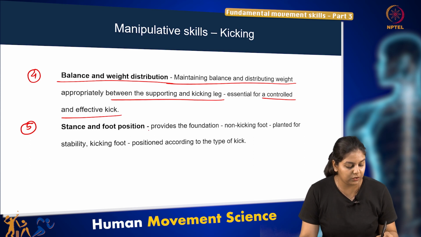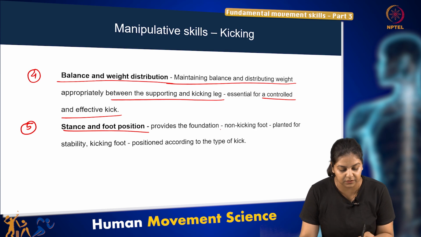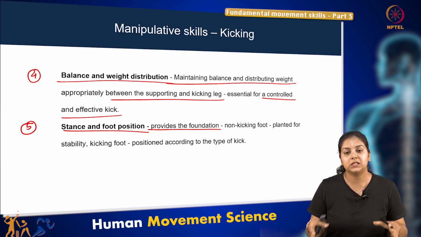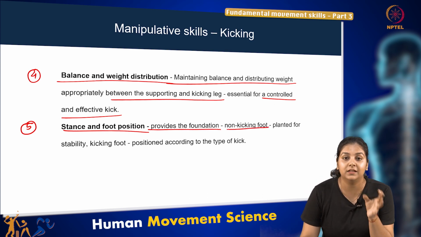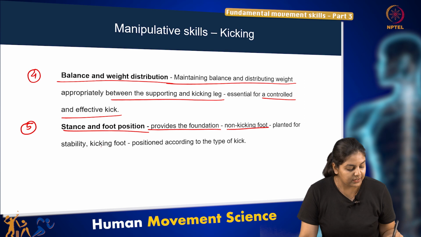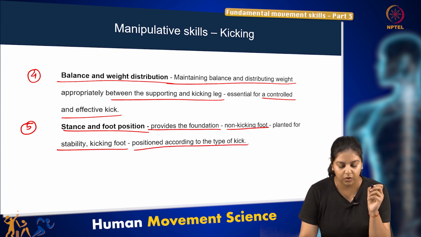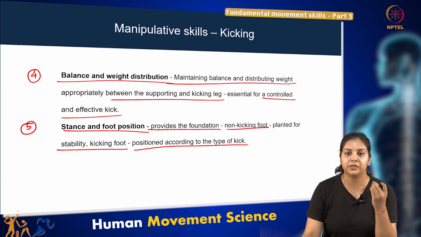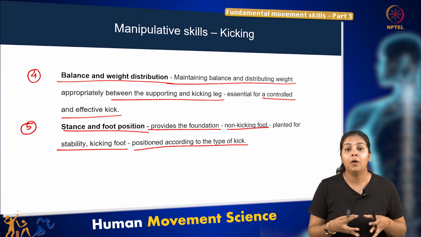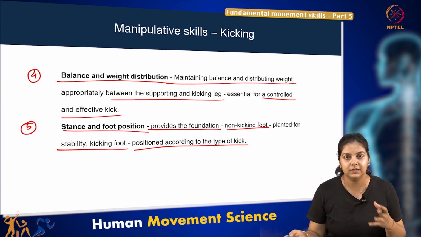Another important thing would be your stance and foot position, as we've looked at in throwing as well. It provides the foundation of how you are steady on the ground. So your non-kicking foot is what provides the foundation, right? That's planted for stability, and your kicking foot is positioned according to the type of kick. So it's based on the direction and the speed that you're going for is how you would position your kicking foot, whereas your back foot or the non-kicking foot provides the foundation and stability.